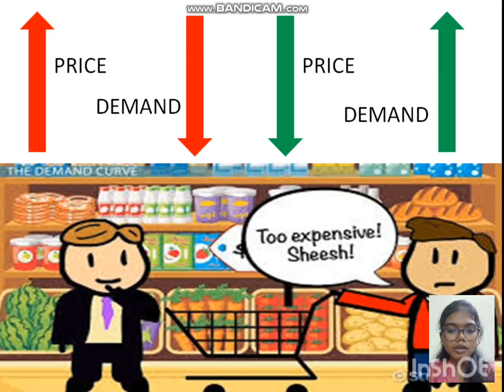Before getting into the topic, we should have a quick revision on the law of demand. The law of demand states that when the price of a commodity increases, people's demand for that commodity decreases, and when the price of the commodity decreases, people's demand for that commodity increases. This is because of the motive of any consumer to get maximum satisfaction on the commodity while paying the minimum amount possible.